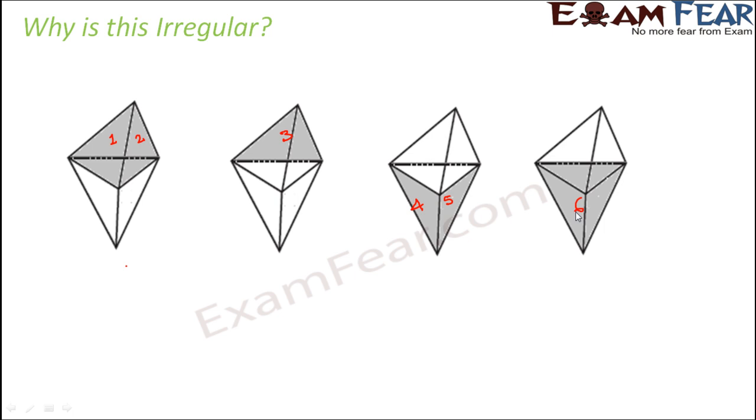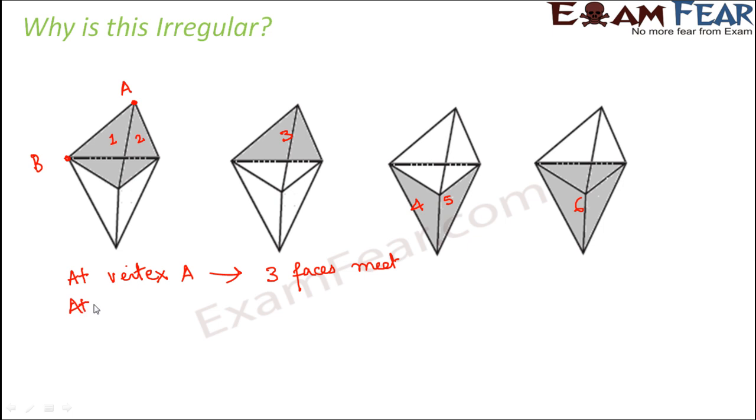Why is it not a regular polyhedron? That's because the second criteria is not met. If you look at the second criteria, let's analyze the total number of faces that meet at a point. So let's mark this point as A and let's mark this vertex as B. Let's see how many faces meet at vertex A. At vertex A, faces 1, 2 and 3. All of these meet at the vertex A. So that means a total of 3 faces meet at vertex A.